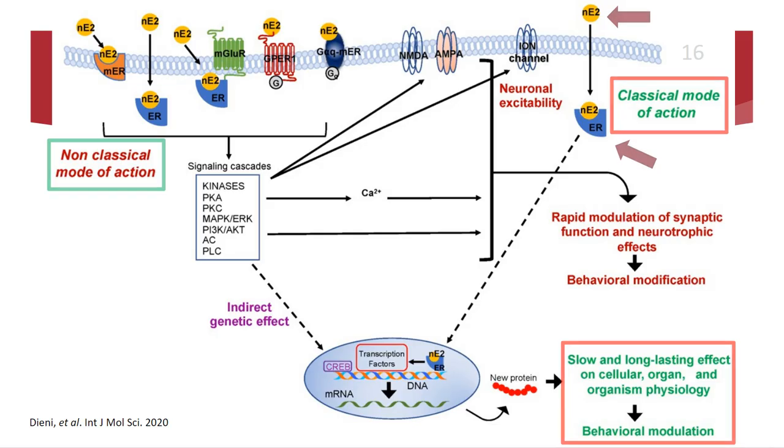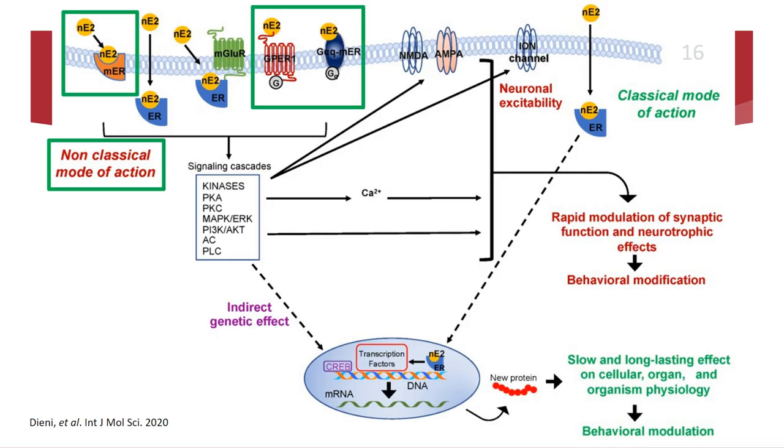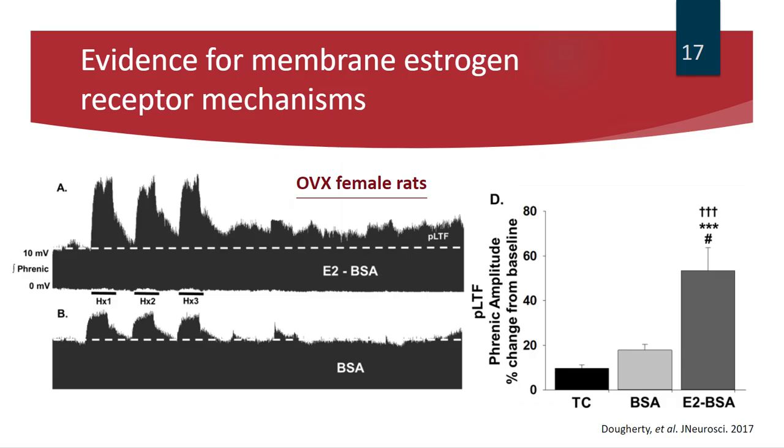There's another mode of action on the left-hand side that's considered the non-classical mode of action, and this is a more recent development, comparatively speaking. Here they've discovered that estrogen receptors can be embedded into the plasma membrane. Therefore, estrogen can bind specifically to these membrane-associated estrogen receptors and cause downstream signaling effects that will ultimately lead to rapid modulation of synaptic function and behavioral modifications. Now, we have some initial evidence that it is indeed this fast-acting, non-classical mode of action that is involved with phrenic long-term facilitation.